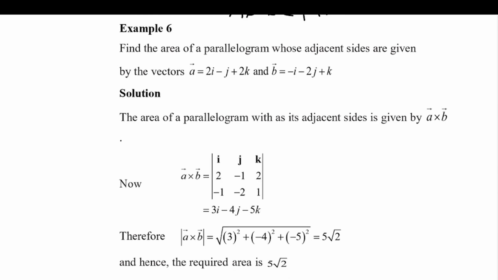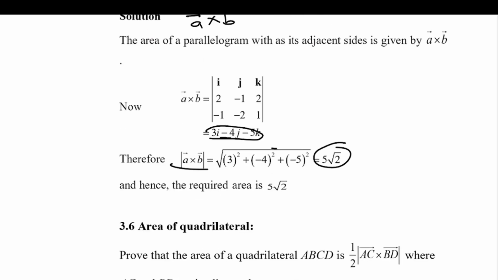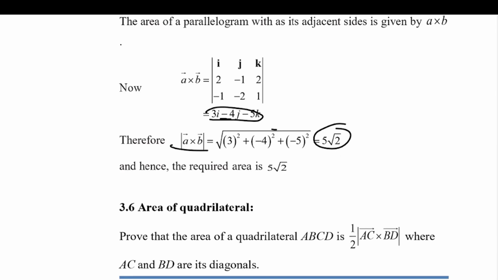Now let's look at an example. In this example, we are to find the area of a parallelogram whose adjacent sides are given as this. So straight away, we find our a cross b by using the determinant approach. So we have our final result as this. Then we find the magnitude of this final result, and that is the root of 3 squared plus negative 4 squared plus negative 5 squared, given as 5 root 2. So this 5 root 2 is the final result for the area of the parallelogram.